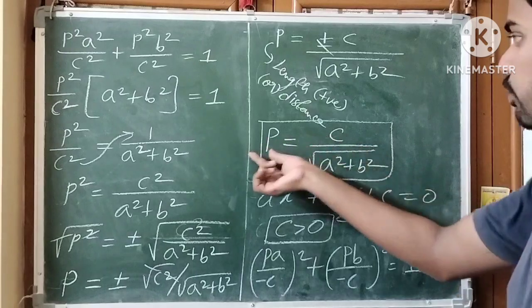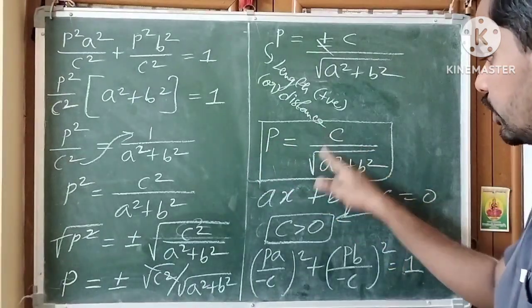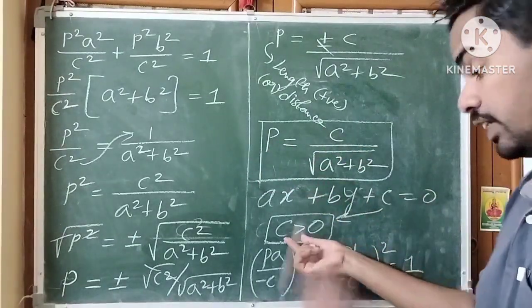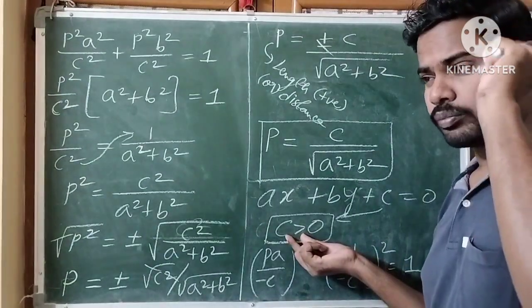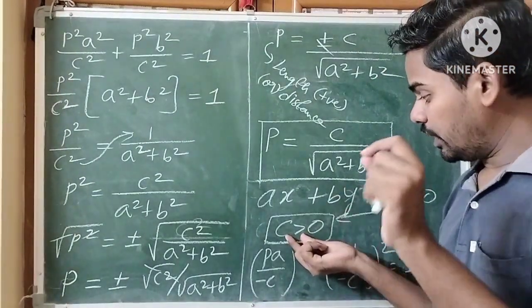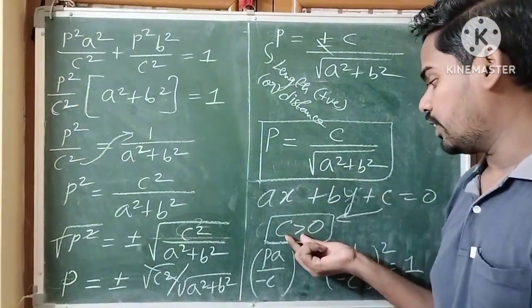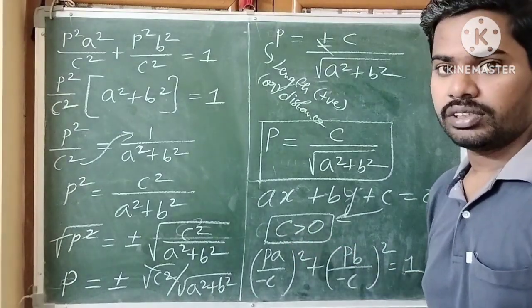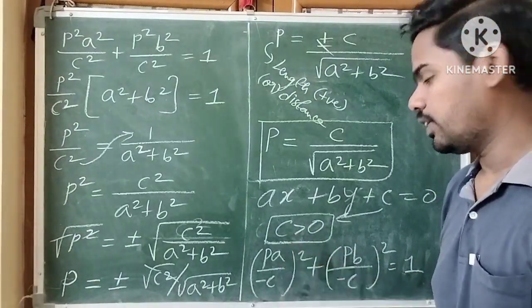C positive, so this becomes positive. That's why we do not take it negative here. That's why, in the general form of a line, we have written C greater than 0. That is the reason why we wrote it like that.